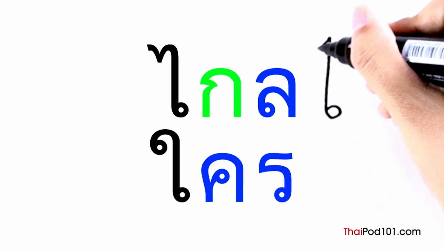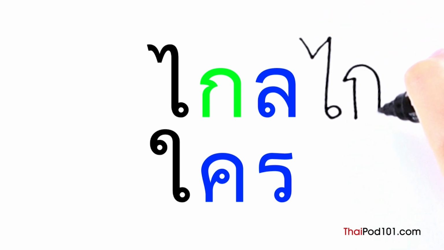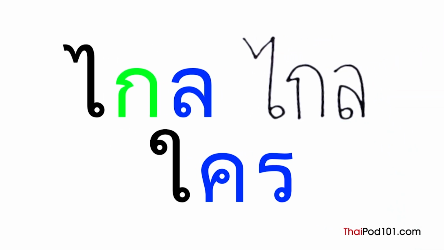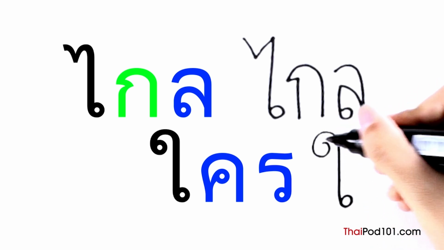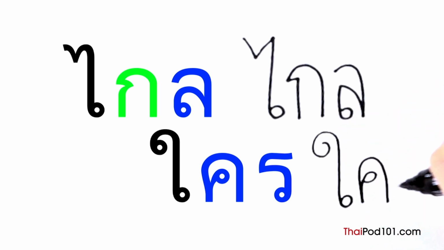สระไอไม้มาลาย กอไก่ ลอลิง ไกล. And สระไอไม้ม้วน รอเรือ ใคร.